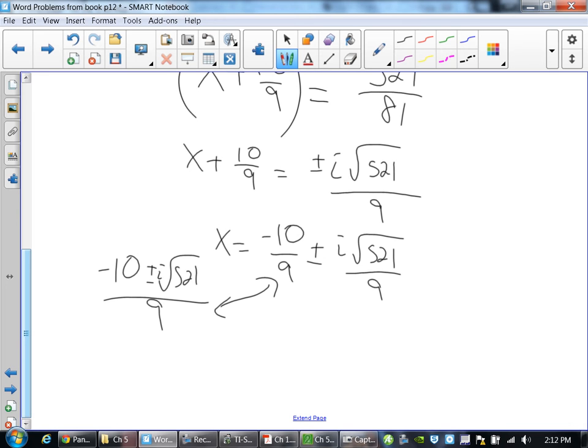What else you got? Are the answers to the word problems up on your system? No, they're on the back page. On the word problems? No, I'd have to dig those out for you.